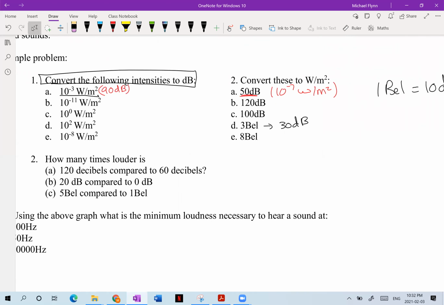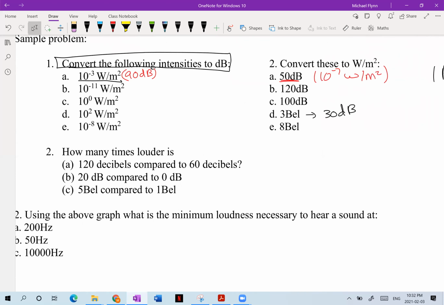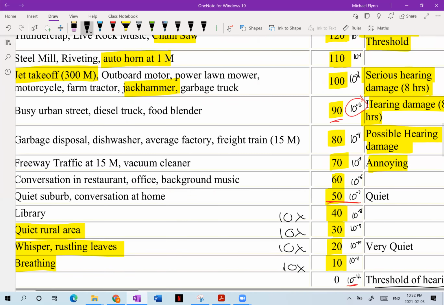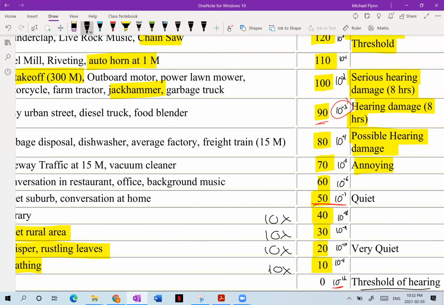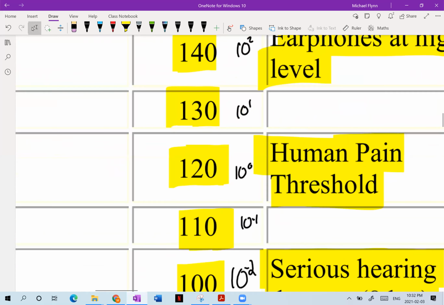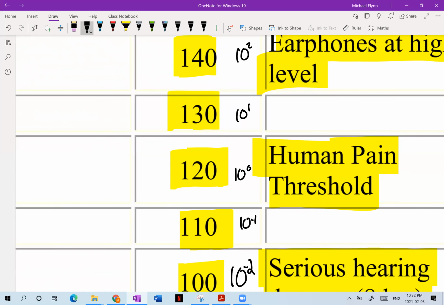All right. Now, let's look at the next question for a moment. I've done one question from 1 and 2. This is supposed to be number 3, pardon me. How many times louder is 120 decibels compared to 60? Well, let's use our chart. We're almost done, by the way. So 120 is 10 to the power of 0. See that?